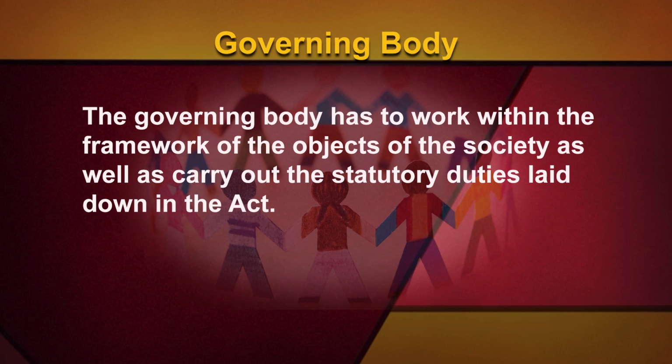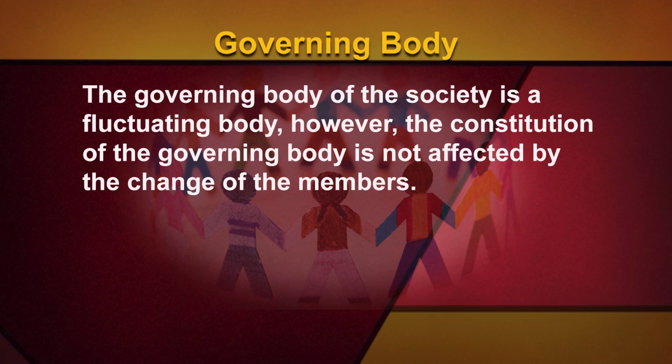For the regular activities of the society, the management, execution and supervision is done by the governing body. The governing body has to work within the framework of the objects of the society as well as carry out the statutory duties laid down in the Act. The governing body of the society is a fluctuating body. However, the constitution of the governing body is not affected by the change of the members.